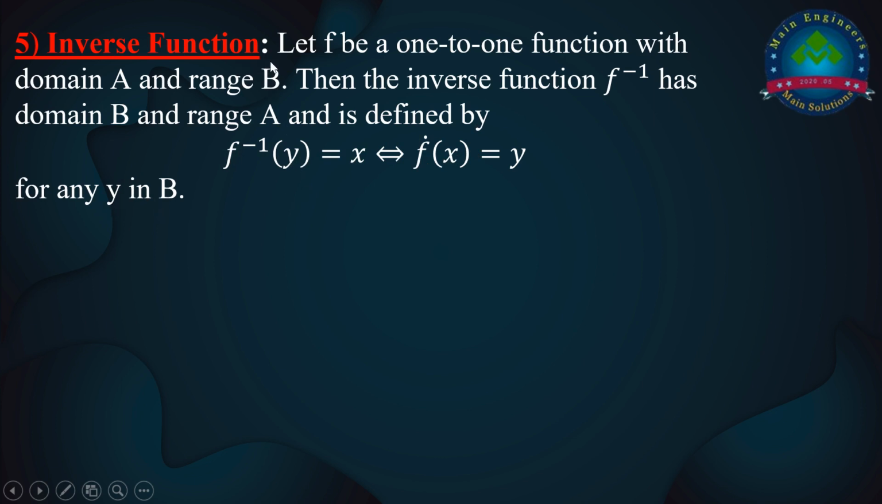So what we see is, if the function is a one-to-one function, then the domain A becomes the range, and the range B becomes the domain. Under those conditions, this function is said to be an inverse function. That means the domain and range interchange their positions. But make sure the function must be one-to-one, otherwise the inverse function does not exist.